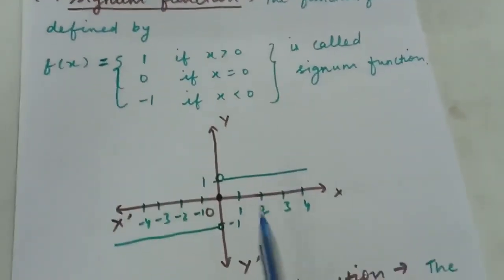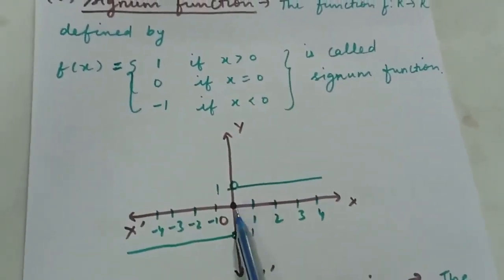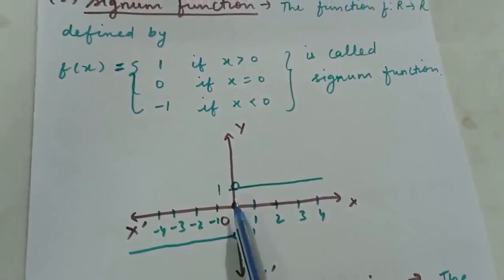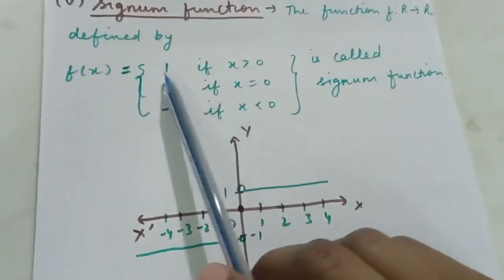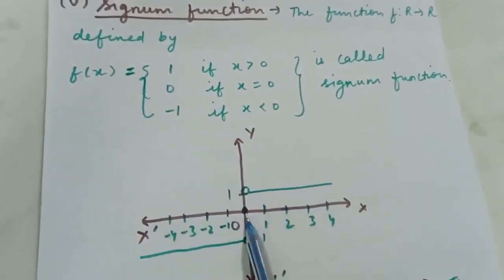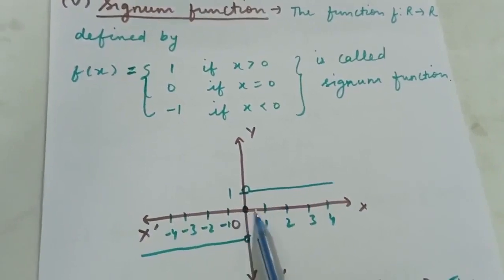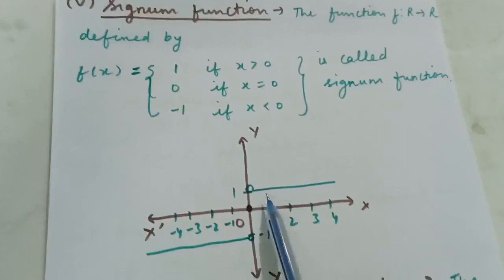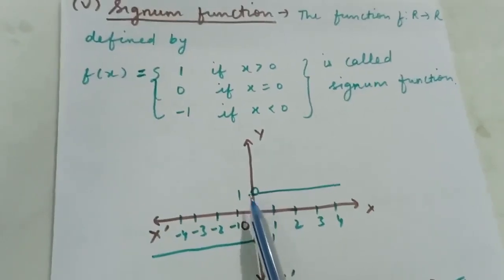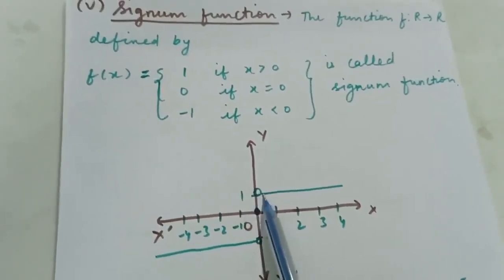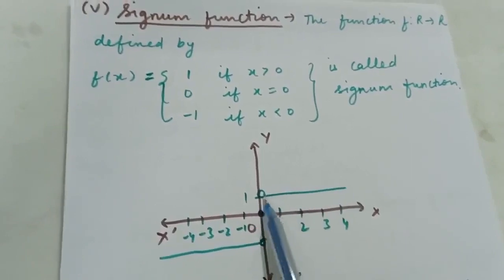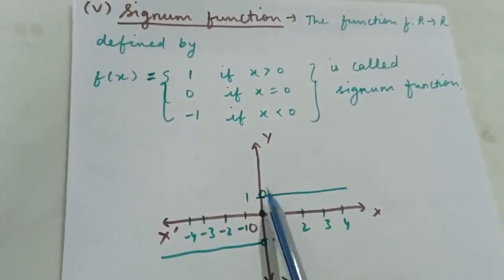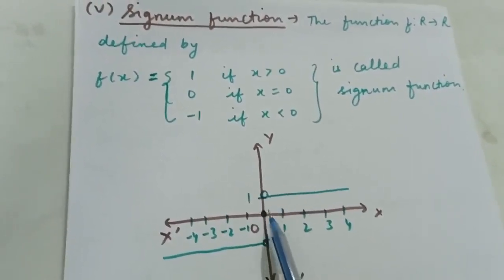So how to draw the graph of this function? At x equal to 0, the value is 0. At x greater than 0, the value is 1. So x greater than 0 will be, except this 0, all the values on the right hand side, which are greater than 0. So the value of f(x) is 1. So it will go like this. At 0 we will show an empty circle, because at 0 the value is 0.